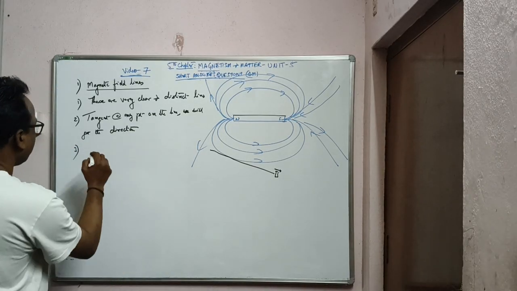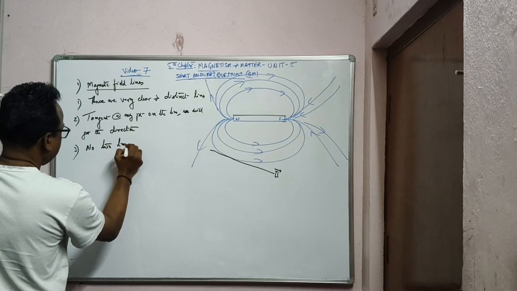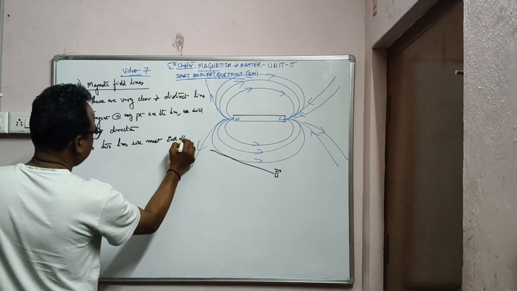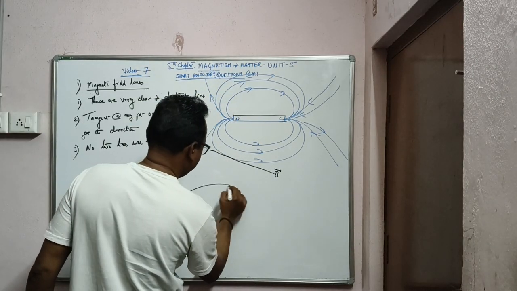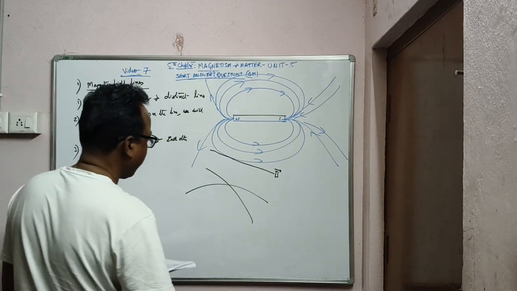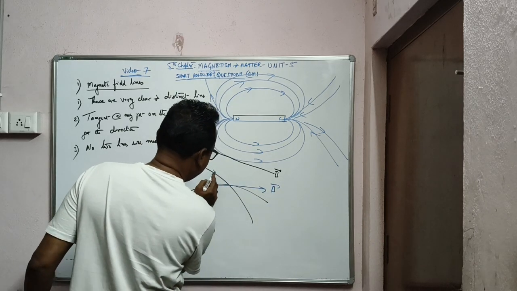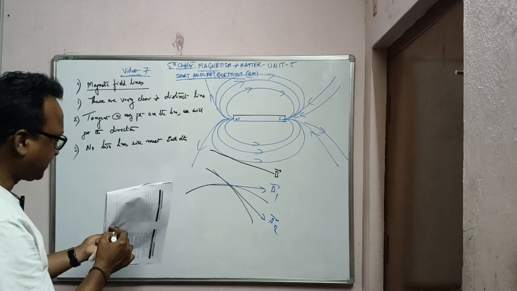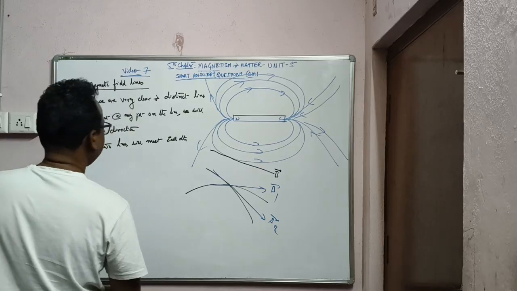Third point, no two lines will meet each other. See, no two lines are meeting. Suppose they are meeting, for example like this, then what happens? There will be two directions. This is one magnetic field direction, and the tangent, if you draw, is another direction. This is B1 and B2. So two directions are impossible. So that is why no two lines will meet each other. Okay?